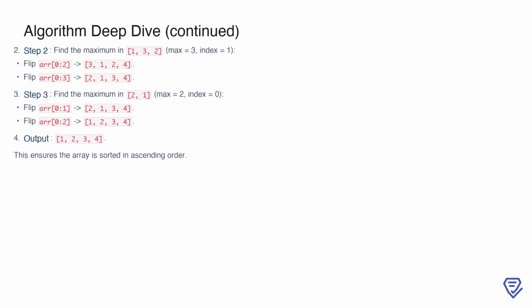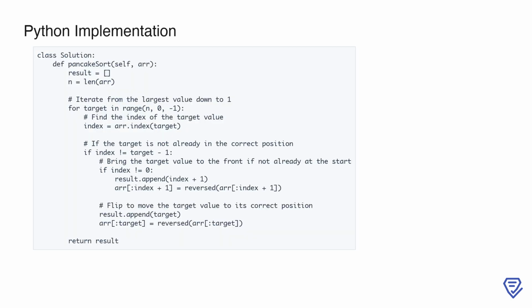A flip on the subarray up to index 0 has no effect, and the final flip on the subarray up to index 1 produces 1, 2, 3, 4. The array is now sorted in ascending order. This example highlights how the algorithm incrementally reduces the problem size and ultimately achieves the desired result through a series of targeted flips. This solution implements the Pancake sorting algorithm in Python.